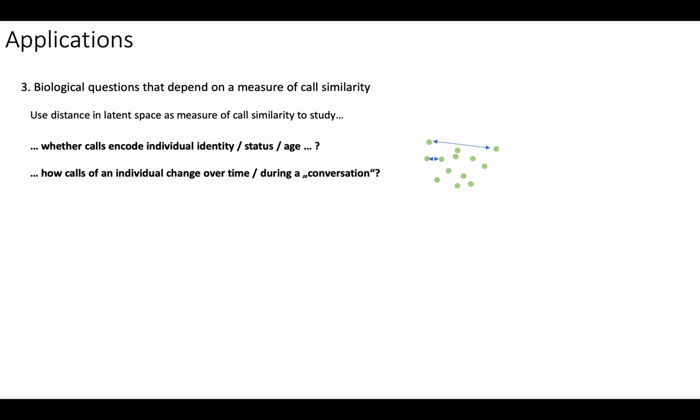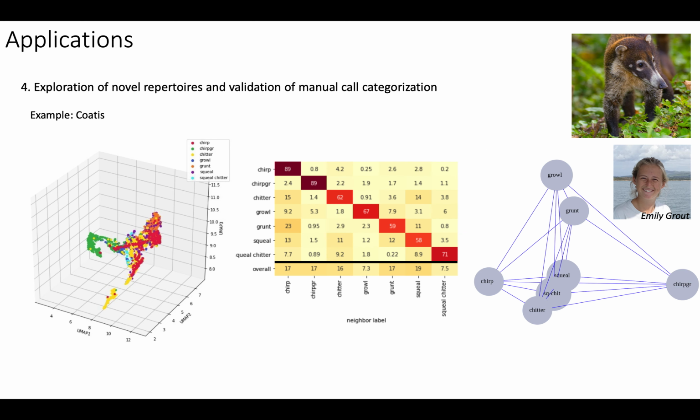We're also looking at using the distance in latent space as a measure of similarity to answer some biological questions, such as to study whether calls encode individual identity or how calls change over time or during conversation. And lastly, we've used the method to validate the call categorization for coatis, because there's only very little known about their call system, and so it was nice to see that our manual call categorization and the similarity between the calls was actually nicely reflected in the latent space representation.